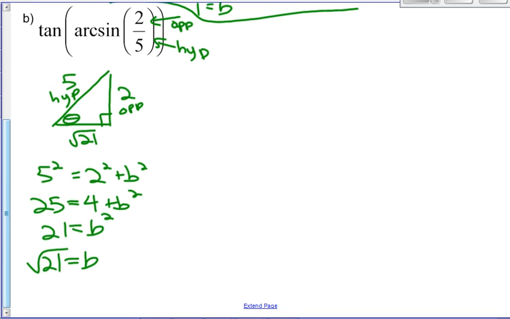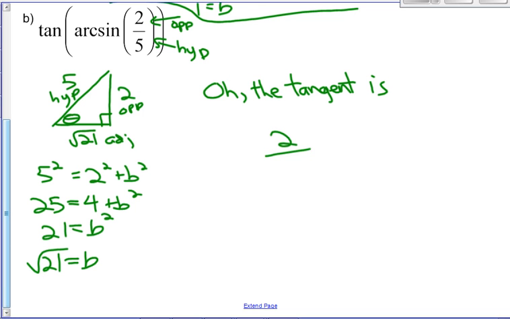Okay. And I will ask you for these answers exactly. So it won't be okay for you to go tan of the inverse sine of 2/5. You can't just do that in your calculator. So now that we've got the triangle done, we just say, oh, the tangent is opposite over adjacent. 2 over root 21. Now, you can rationalize that, but I'm fine if you don't. So we can leave it that way, 2 over root 21, or you can call it 2 root 21 over 21. Doesn't matter.